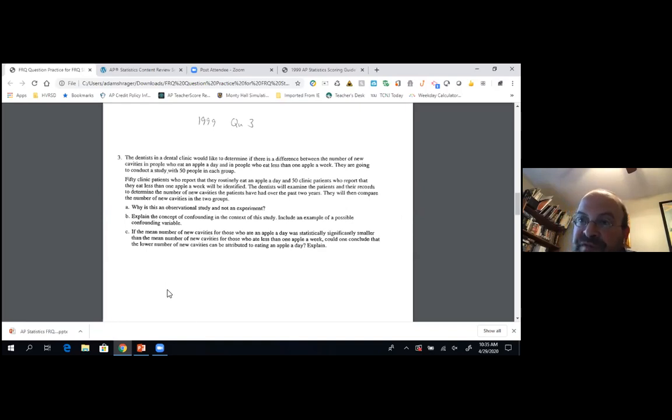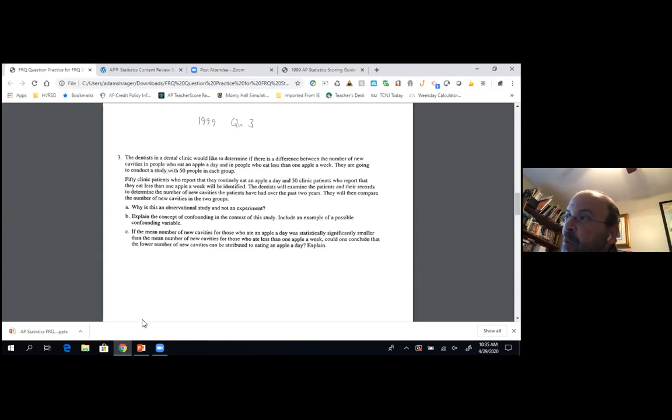They're going to conduct a study with 50 people in each group: 50 clinic patients who report that they routinely eat an apple a day, and 50 clinic patients who report they eat less than one apple a week will be identified. The dentist will examine the patients' records to determine the number of new cavities patients have had over the past 2 years. And they will then compare the number of new cavities in the two groups.